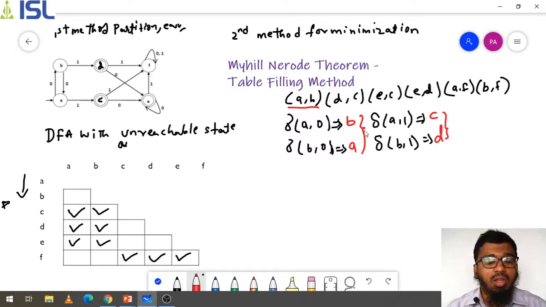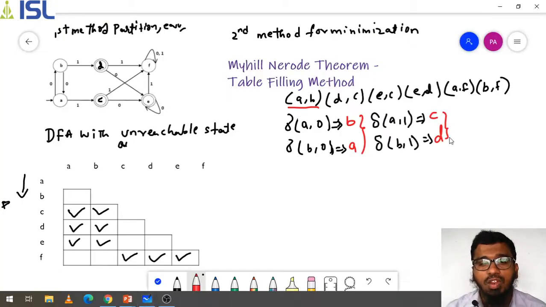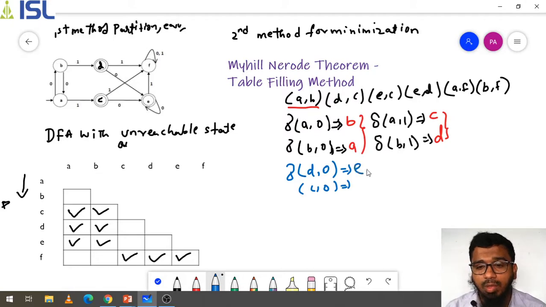So forget about this. We need to find any combination where a normal state goes to a final state, or where there is or is not a connection between them. Only then do we need to mark in this table. Okay, take the next one. What is the next one? DC. D comma 0 and C comma 0. D on 0 is going to E and C on 0 is also going to E. Both are final states. So this is also not valid.